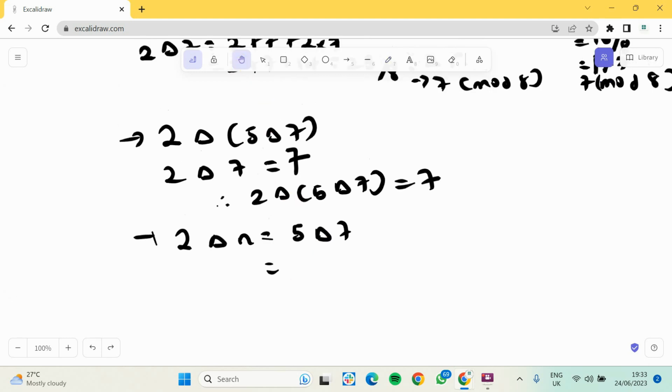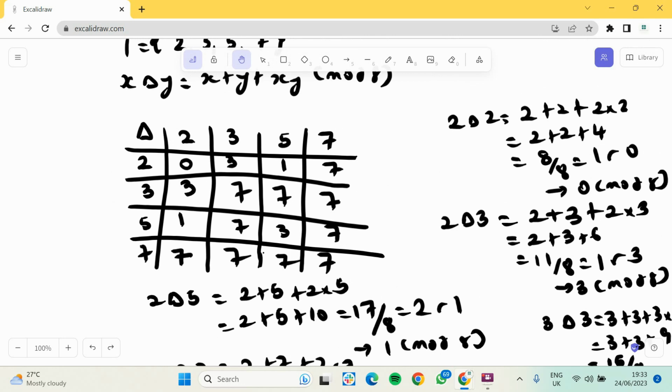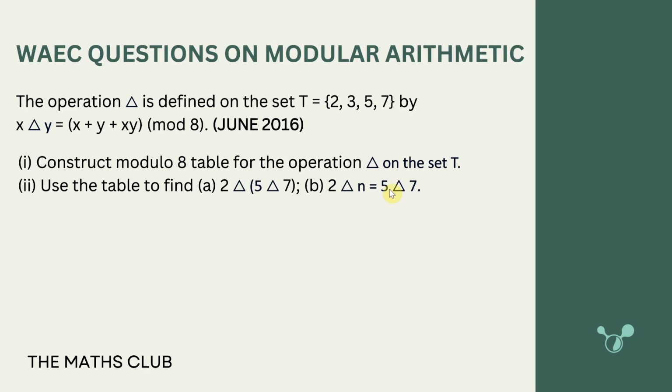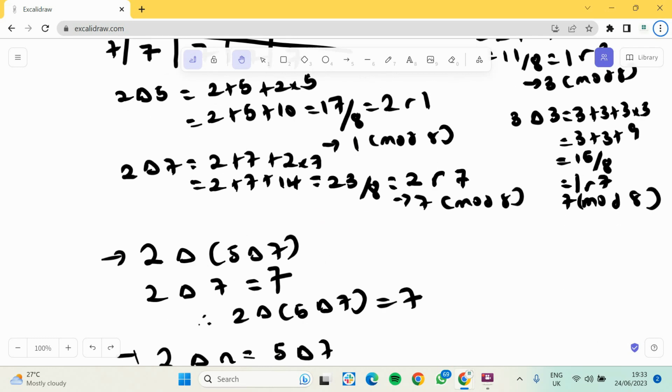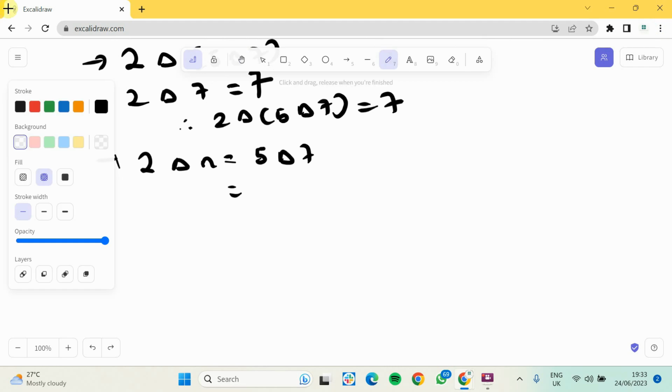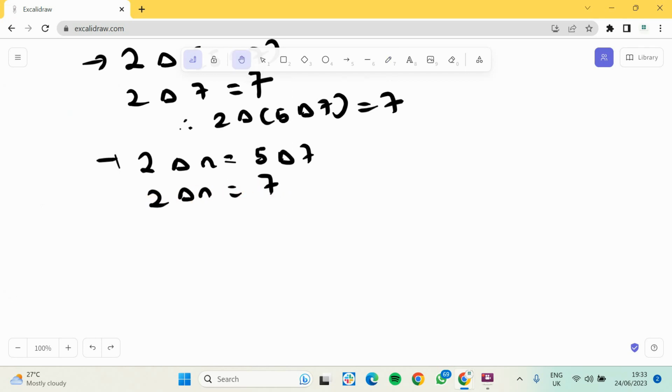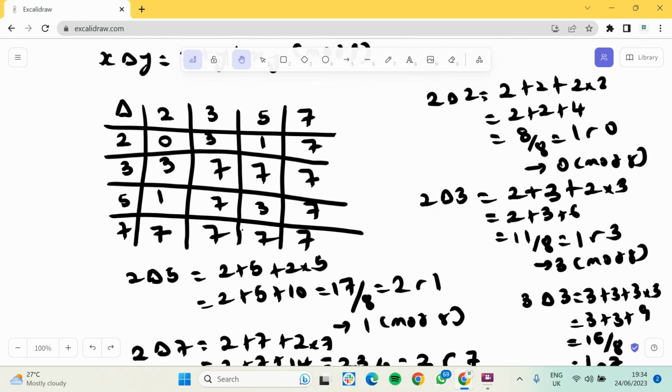If I come to this guy here and I see it, 5 operator 7, where 5 and 7 intersect, is giving me 7. So I'm going to replace my right hand side with 7. So 2 operator n is equal to 7. So what will I operate with 2 that will give me 7 from my table? So I'll go to my table. This is 2 operator 2 give me 0, 2 operator 3. So it is when I say 2 operator 7 that actually gets 7.